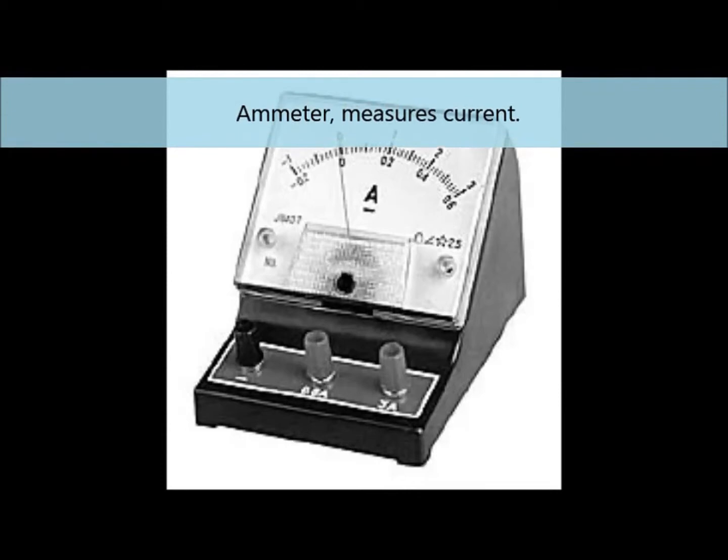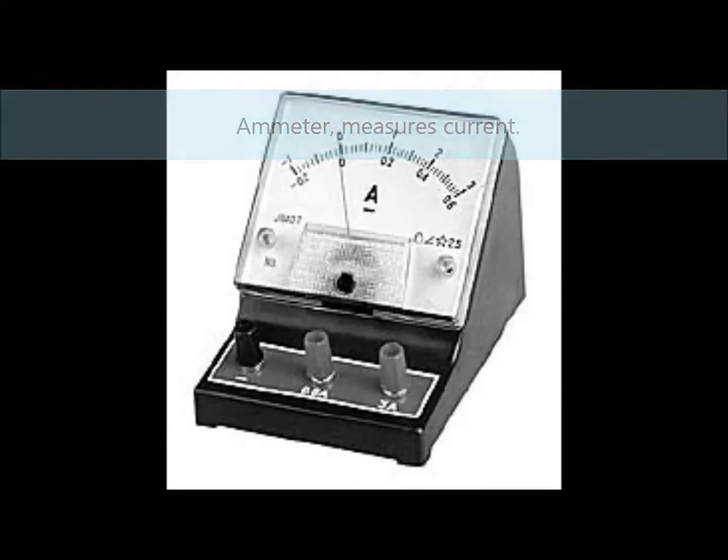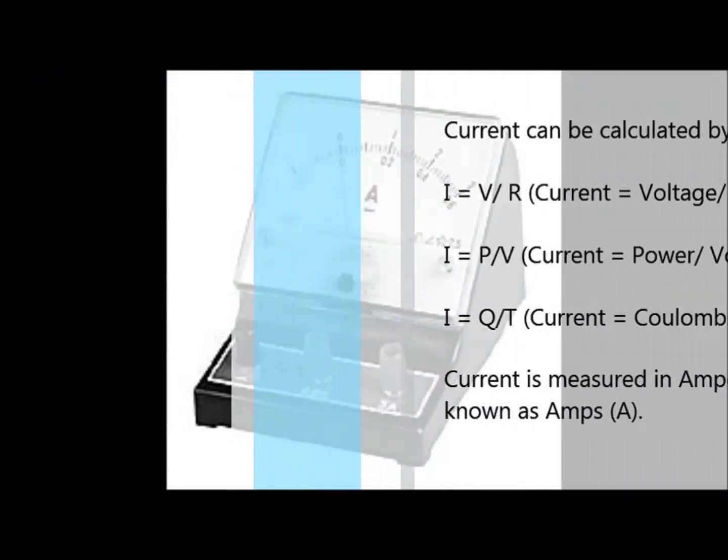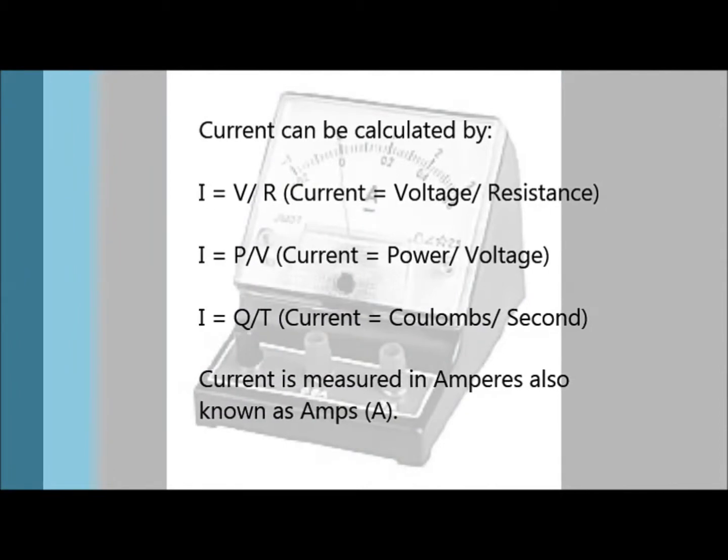Ammeter measures current. Current can be calculated by: current equals voltage divided by resistance; current equals power divided by voltage; current equals coulomb divided by second. Current is measured in amperes, also known as amps.